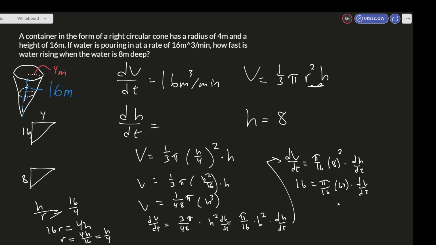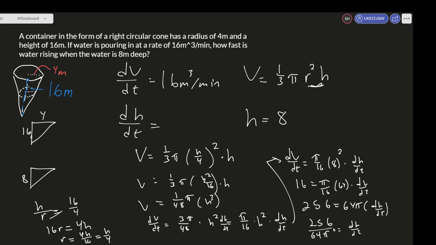Well, I can divide by 4 here. And can I divide by 4 again? That would be dividing by 16. So I'm going to do 256 equals 64 pi dh/dt. So 256 over 64. Got to be careful how I write that. 256 over 64 pi equals dh/dt.